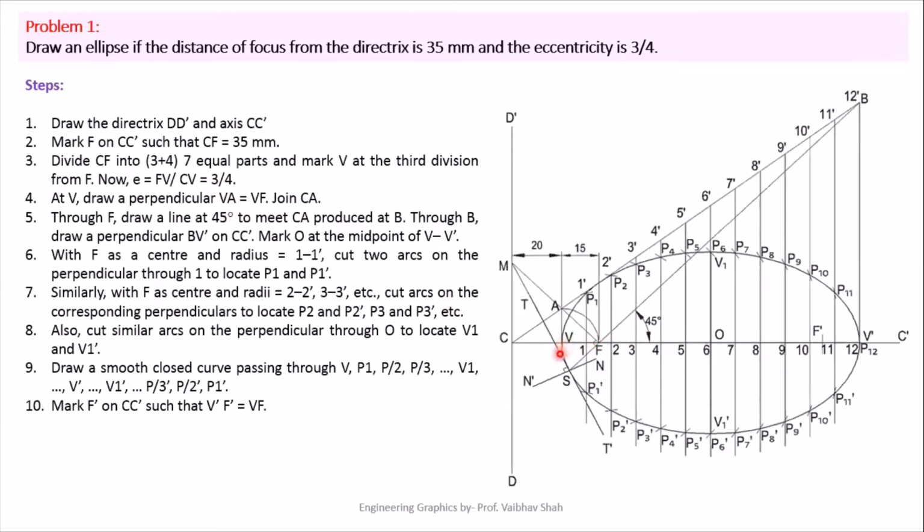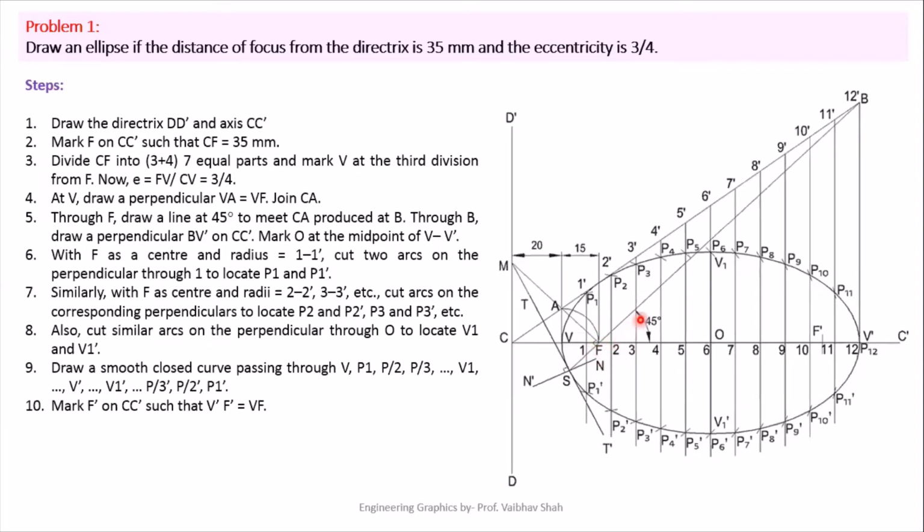After defining this point V, we have to draw a random vertical line from this V, which is perpendicular to your CC dash axis here. And after that, you have to take out your rounder, put your rounder at point V, take the dimension of VF on your rounder, and try to draw this quarter circle to get this point A on this vertical line. After getting this point A, you will join this point A and C and try to extend this line to get this extended line.